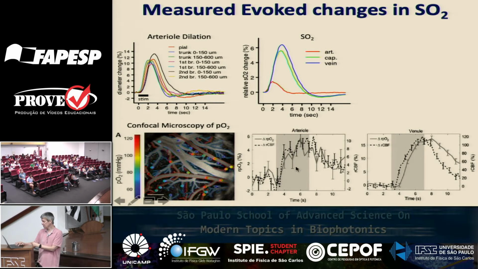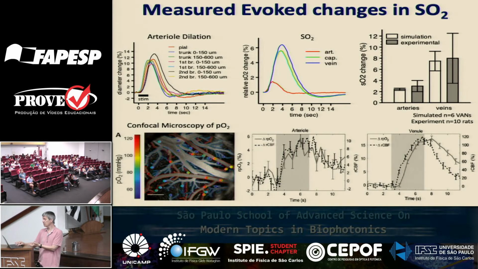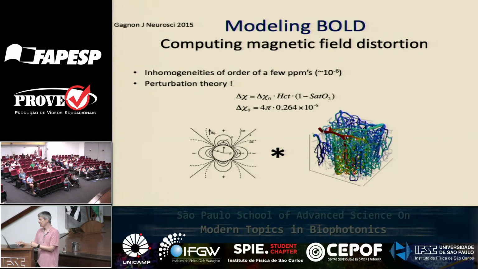So we measure that change in delta PO2, and we compare it with the simulations, and we have very good agreement between the simulations and the experiments. Okay? So it's giving us more confidence in our model.